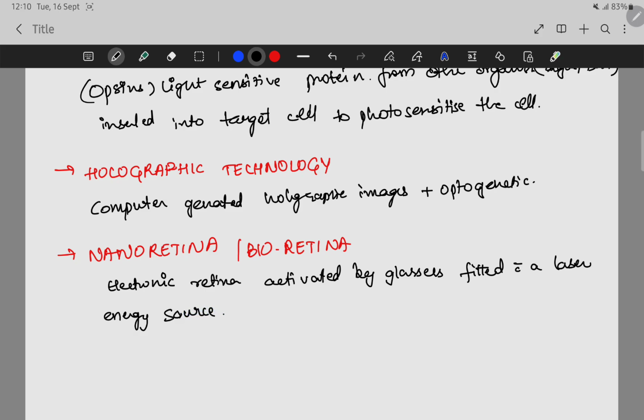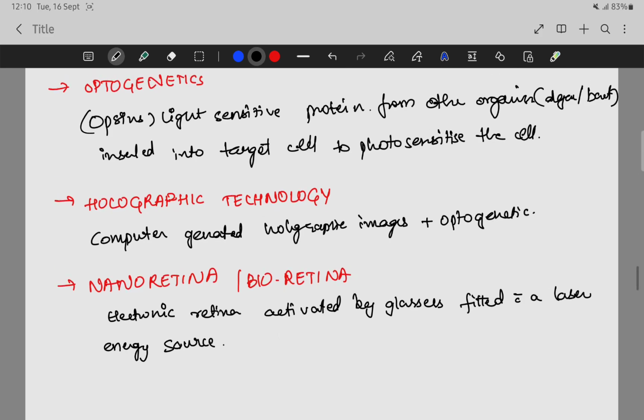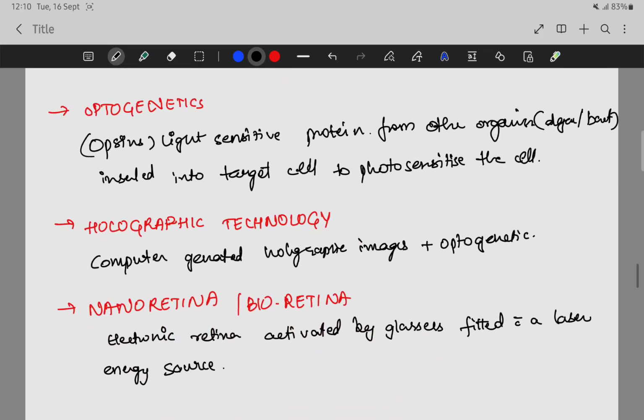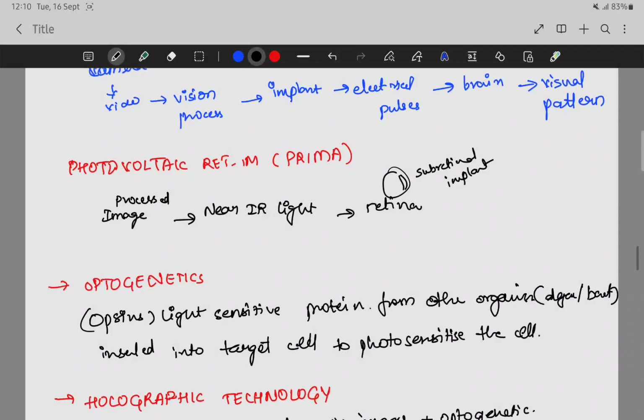Okay, so this was regarding the implants, the retinal implants, bionic eye, optogenetics, holographic technology, and bioretina.